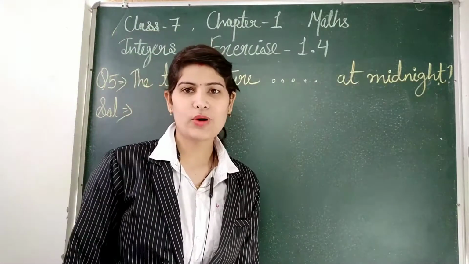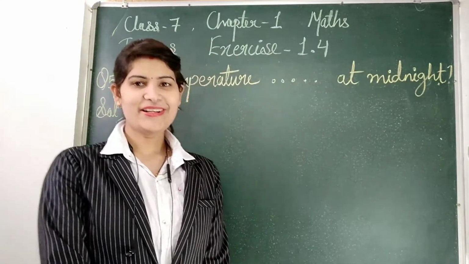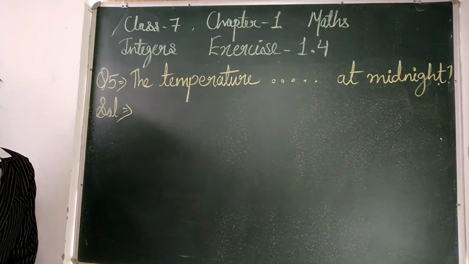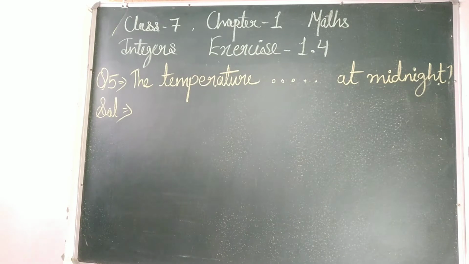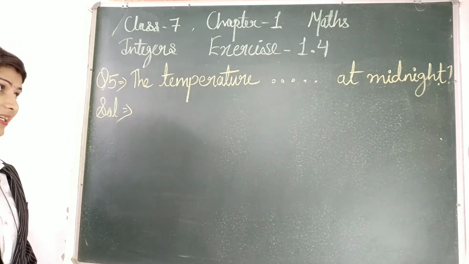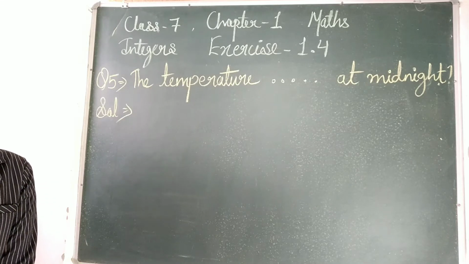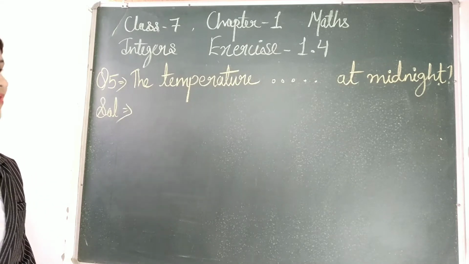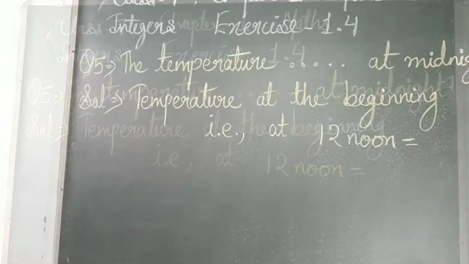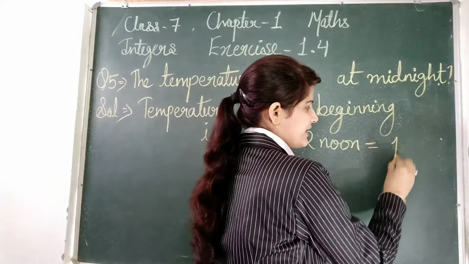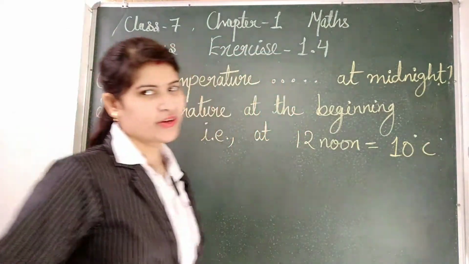Question from exercise 1.4. This is also very simple. Don't be confused. I am reading the question first. The temperature at 12 noon was 10 degrees Celsius above 0. Starting from the first statement, write it at the beginning: at 12 noon it's 10 degrees Celsius. This is given in the question.